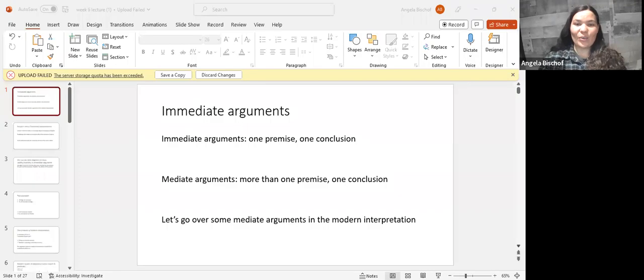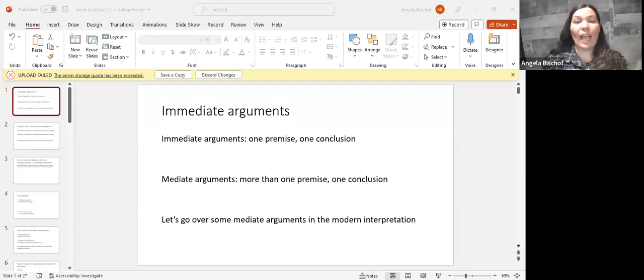All right, so this week we are sticking with our categorical propositions, but now we're going to start doing a little bit of categorical logic. And by that, I mean we're going to start evaluating some arguments. We're going to be focused this week on immediate arguments, which is just one premise, one conclusion. So we have one categorical proposition as our premise and one categorical proposition as our conclusion. Later, we're going to move on to mediate arguments, and those are arguments with more than one premise.